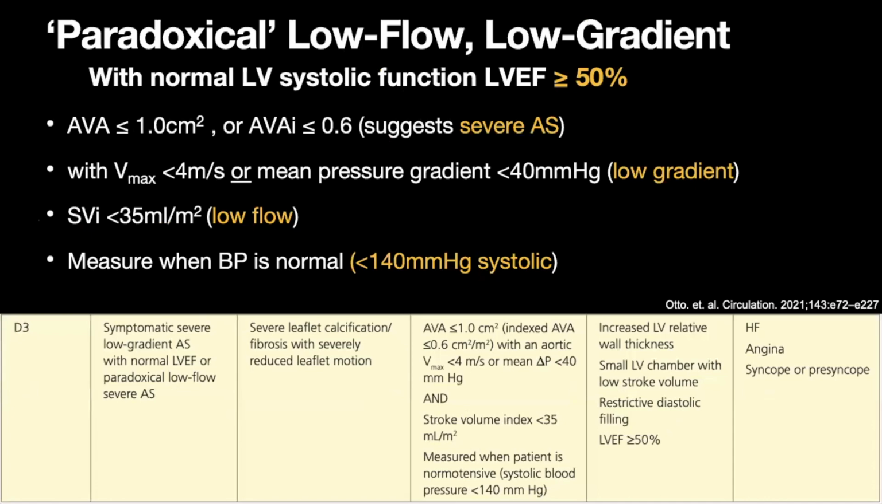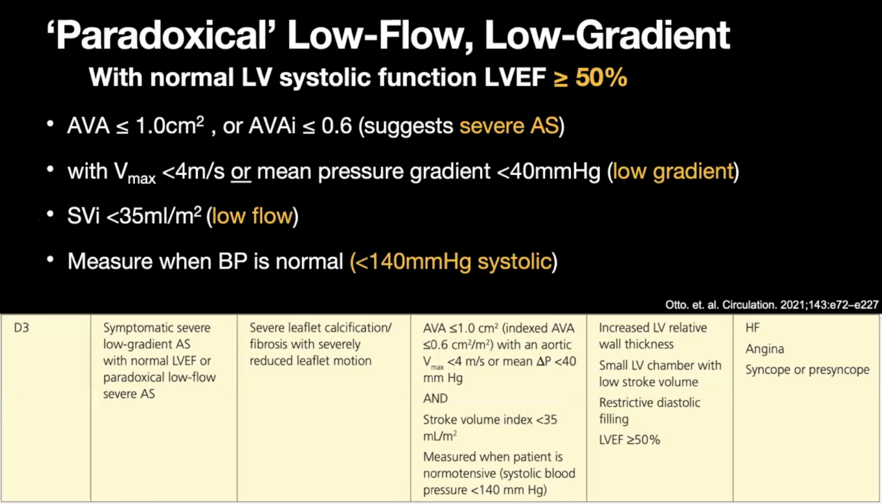And the paradoxical low flow, low gradient. So paradoxical comes from the fact that there's low flow despite the fact that the EF is normal, or greater than or equal to 50%. And again, you have aortic valve area or aortic valve area index suggesting severe aortic stenosis, but your gradients or velocities don't meet the cutoff. And as we've done earlier, you're assessing the stroke volume index with a cutoff of less than 35 to suggest that there is low flow.